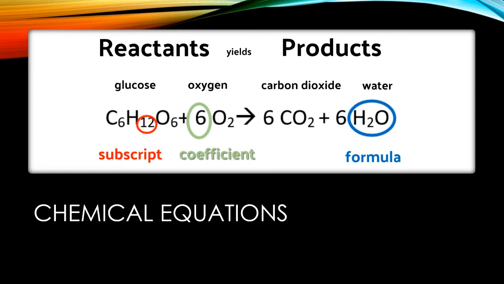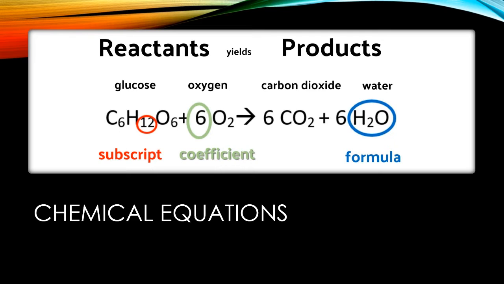glucose molecule. Whereas oxygen has both a coefficient and a subscript. So the oxygen occurs as what's called a diatomic molecule. There's 2 oxygen atoms bonded together. Okay, that's the subscript 2. But there are 6 of those that are going to react with 1 glucose molecule.